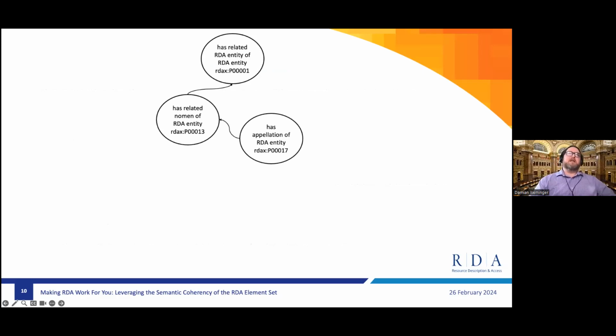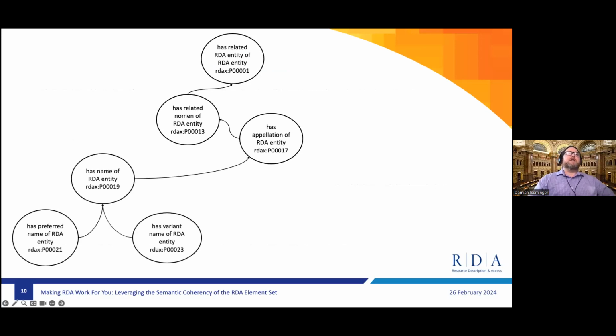Has related RDA entity of RDA entity is the topmost one. Underneath that is has related nomen of RDA entity. And now we get to the appellation process. This diagram shows the structure for all the names and how they would appear for every single entity in the toolkit. I'm just using the topmost element as the example here.